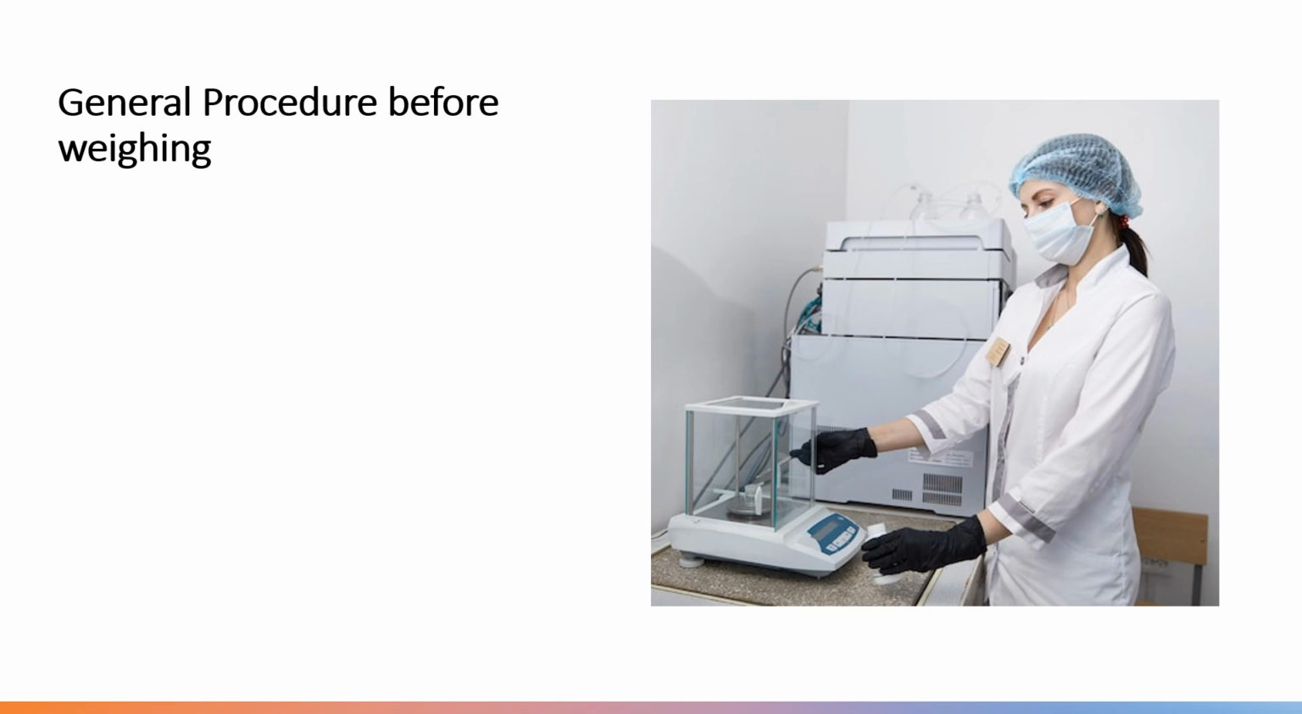Here in this slide, we will discuss the general procedure which must be followed before the weighing process. The weighing balance should be installed on an anti-vibration platform in controlled temperature and humidity. Wherever you have identified that your balance needs to be installed, that should be vibration free so that there will not be any fluctuation during the weighing process, and that area should be controlled for temperature and humidity, since temperature and humidity will have an impact on your weighing capacity.